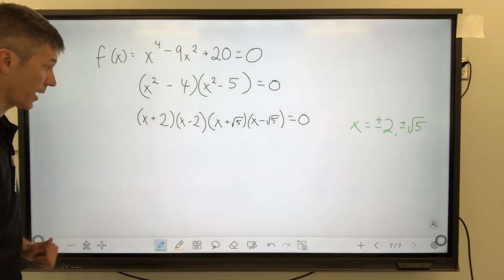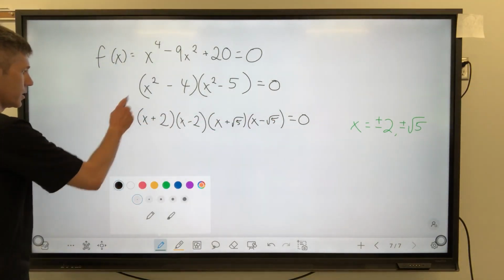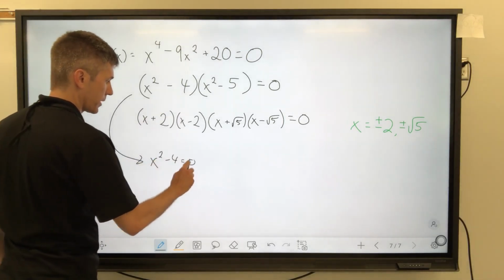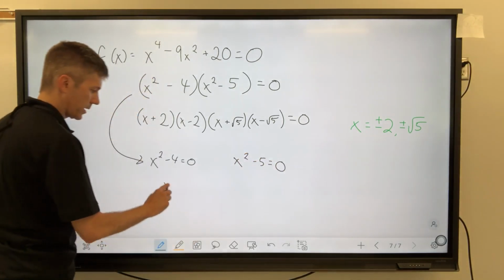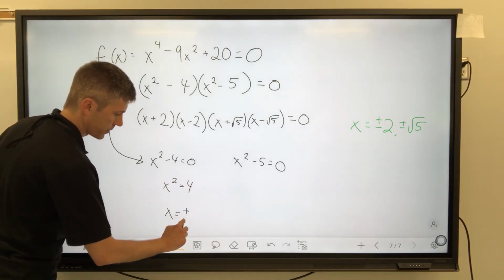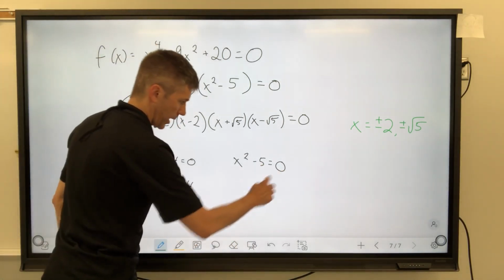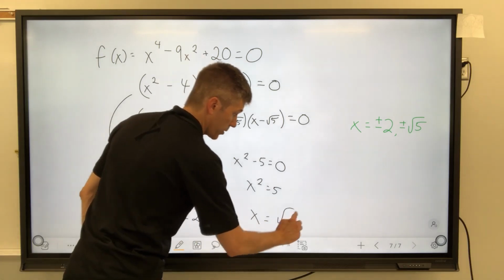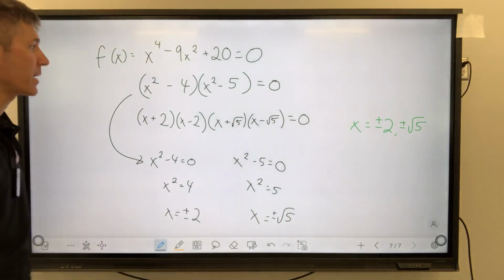Now, the other strategy is to skip this step and just go ahead and set each factor equal to 0 and solve. And that gives me x squared equals 4. So x equals the square root of 4, plus or minus. That should be a 2, and it's not. That was tragic. And then we're going to add the 5, so x squared equals 5. And then x equals the square root of 5, but because we've square rooted, it's going to be positive or negative. So it's the same idea there.